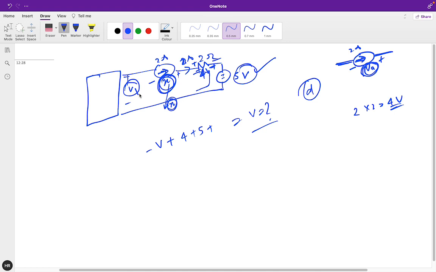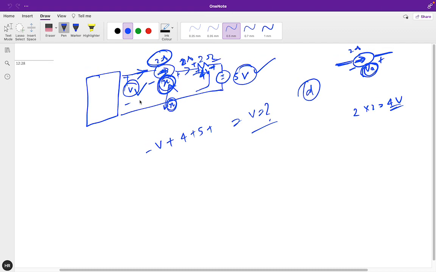Here we need to find the value of V, but the current element given is an ammeter, not simply a branch. It is just a detector, and this detector will have some potential drop. This potential drop we don't know, so we cannot calculate the value of voltage V. Okay, clear? Is this part clear? Or any doubt?